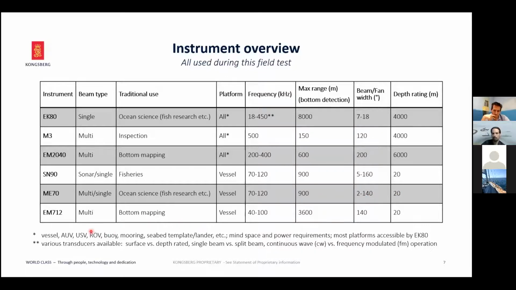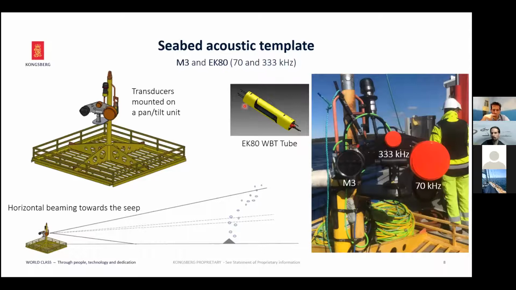And finally, an EM712. It's a bottom mapping system, a multi-beam system with a large range. So it's usually a bathymetric system for a vessel. With these small items, you will see which sensors were installed on which platform for the studies I am going to show you. Let's start off with the acoustic template.